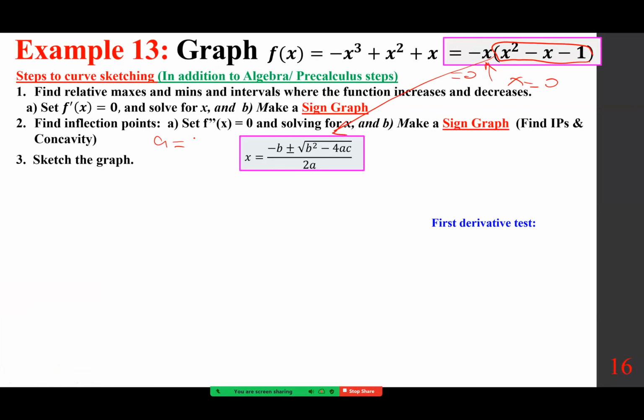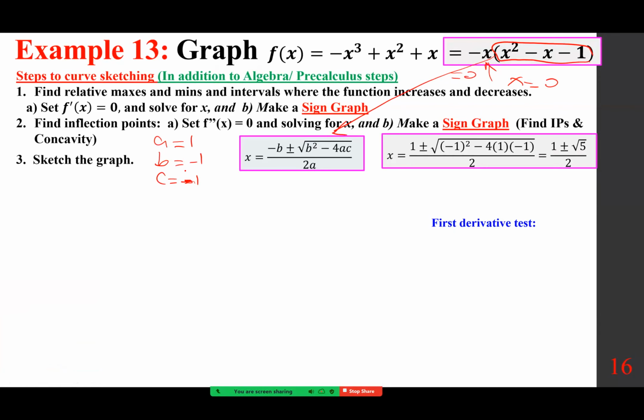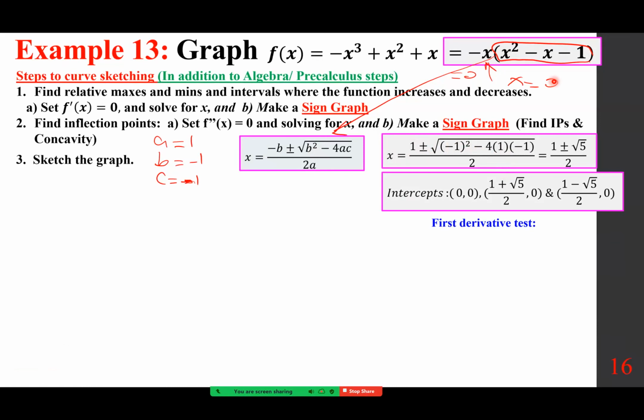Here a is 1, b is -1, c is -1, and we get minus b, minus -1 makes it +1, plus or minus the square root of b squared, (-1) squared, minus 4 times a times c, over 2a. And it becomes 1 plus or minus the square root of 5 over 2. In other words, the intercepts are located at 0, 0, 1 plus the square root of 5 over 2, and 1 minus the square root of 5 over 2.